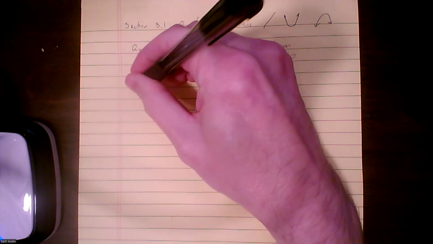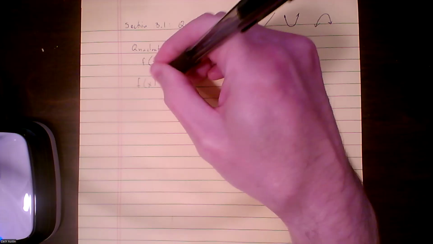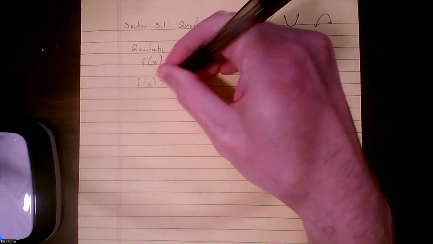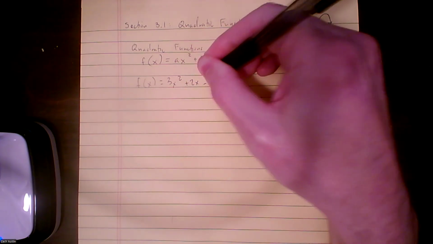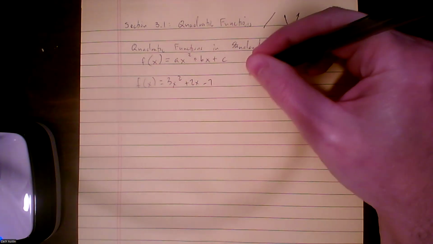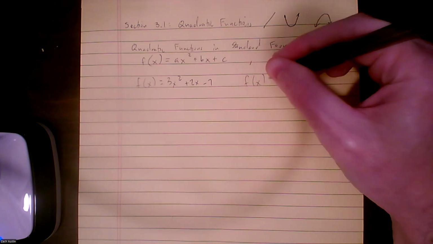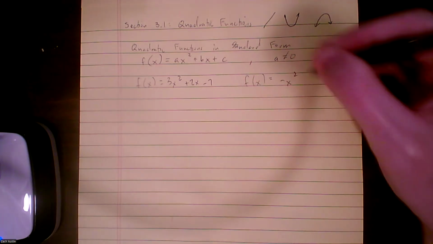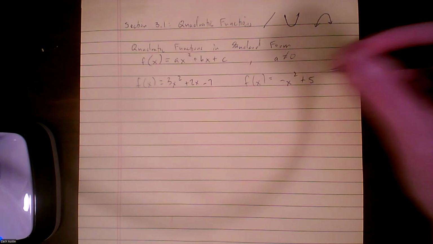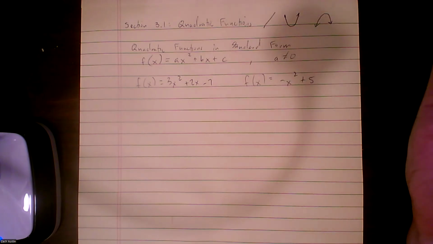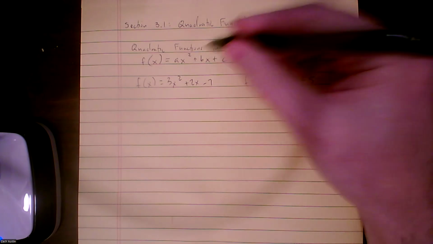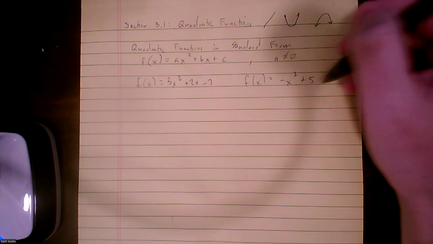So a few examples of things that are quadratic. You could have something like 3x² + 2x - 7. That's certainly a quadratic function. Or negative x² + 5. You'll notice I'm missing this x term. That's okay because that just means my b value is equal to 0. We're missing that term because the coefficient of it is 0. So this is still a quadratic function because we have that x squared term. Okay, so these are quadratic.